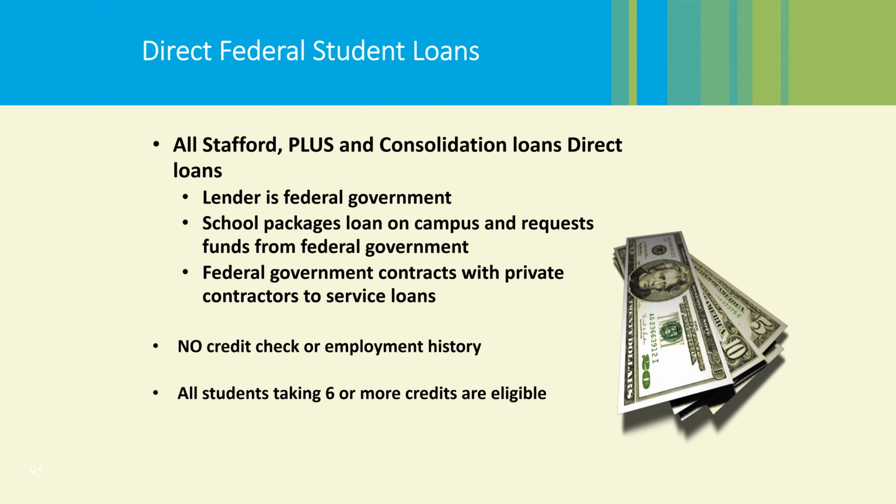Then we have student loans. Student loans are borrowed money. It's all borrowed from the federal government. No credit check or employment history. You just have to be taking 6 or more credits and you are eligible for student loans. So any student who completes the FAFSA and enrolls in 6 or more credits is eligible. Like I said, no credit check, and repayment does not begin until 6 months after you graduate or stop attending.